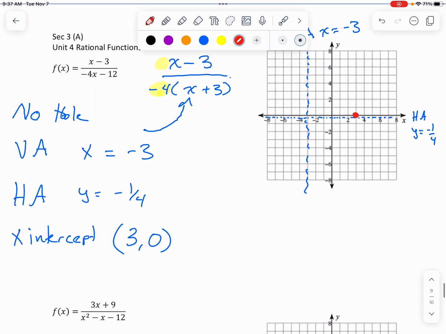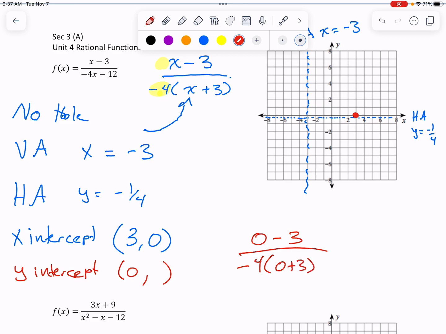Okay, our y-intercept, we plug in 0 for x. What's the vertical asymptote? Vertical asymptote is what makes the bottom equal 0. Oh, that's negative. That's -3. The y-intercept is when I plug in 0 for x. That would give us -3 over -12, which is 1/4. So the y-intercept is at 1/4.